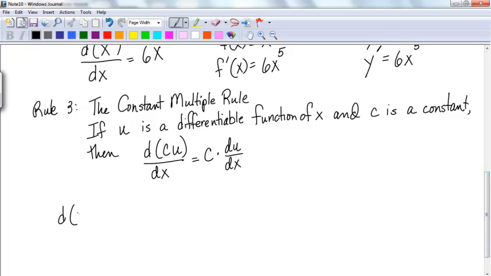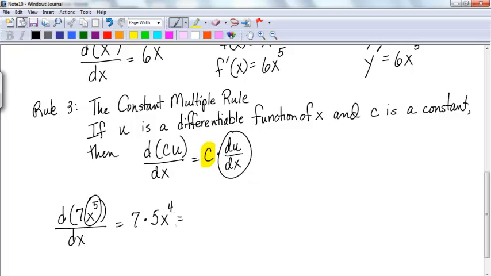Now, here's what it looks like in the three forms. If I said the derivative of 7x to the 5th, I'm using 7 as my constant. I can say leave the 7 out front, that's my c. Times the derivative of u. This is my u. What's the derivative of x to the 5th? 5x to the 4th. Now multiply the numbers in front. 35x to the 4th would be my final answer.